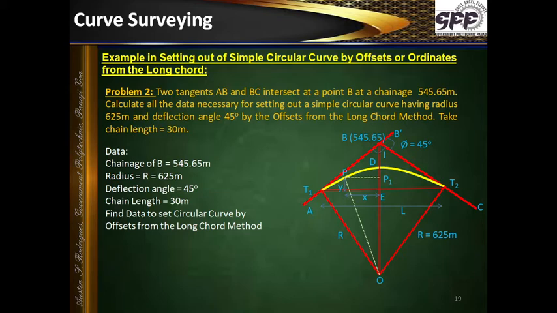The method which is told to us is offsets from the long chord method. We have been told in this case the chain length is 30 meters. So we are compiling all the data, whatever data has been given. Chainage of B given to us as 545.65 meters. The radius of the curve is 625 meters. The deflection angle is 45 degrees. The chain length 30 meters. So we are supposed to find the data to set the curve by the offsets from the long chord method. So that's my figure. The yellow line we are supposed to get. Okay, the only red lines we have.